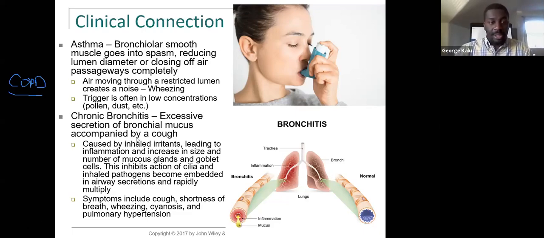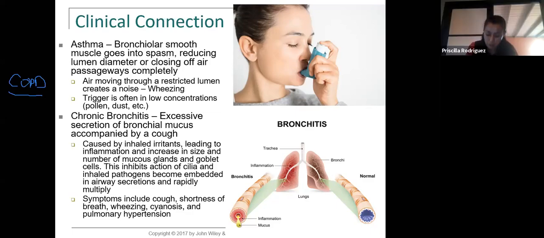Okay. So like I said, this is one that I do want you to be familiar with. I want you to be comfortable with how this particular mechanism works, how you end up with chronic bronchitis. I have a question.